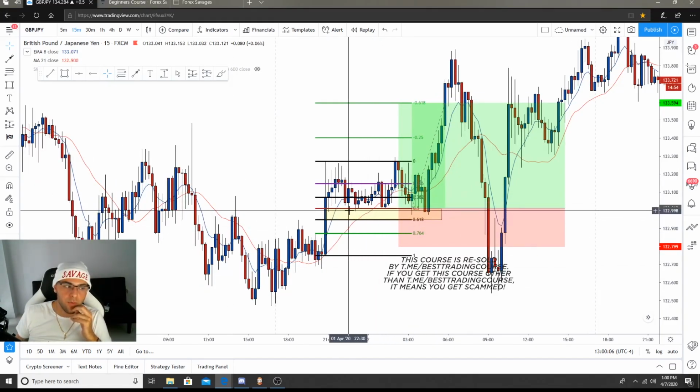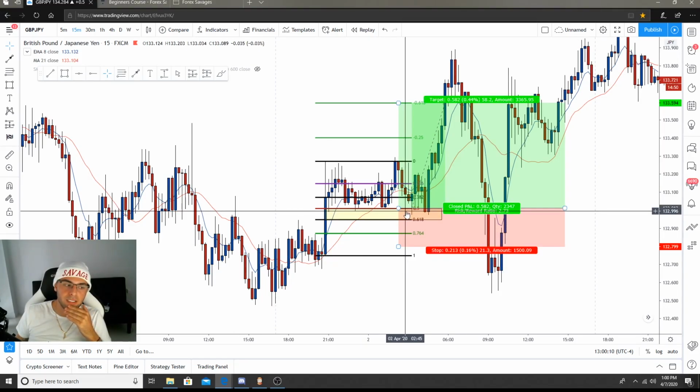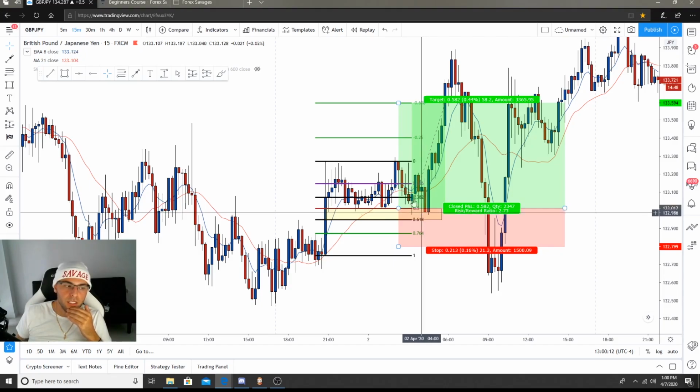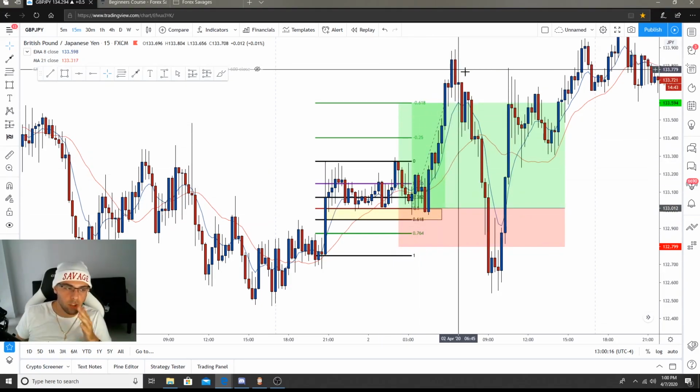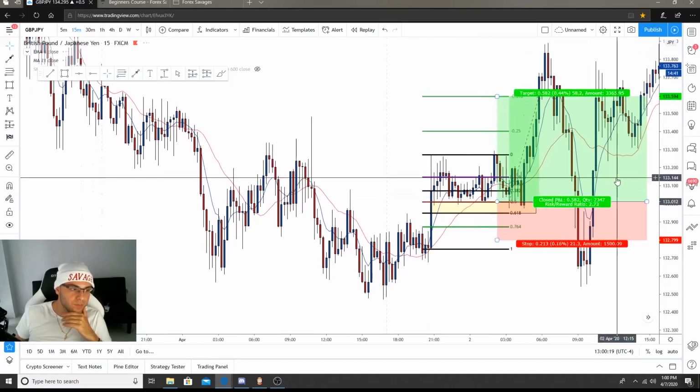As you guys can see here, if we would have entered here during the Asian session, we would have been in consolidation before we started getting into the pre-London, which we're in London. That's where all the volatility came back. And as you guys can see, boom, it shot up immediately.